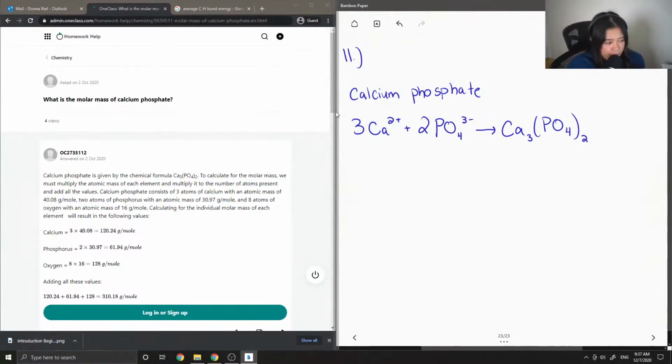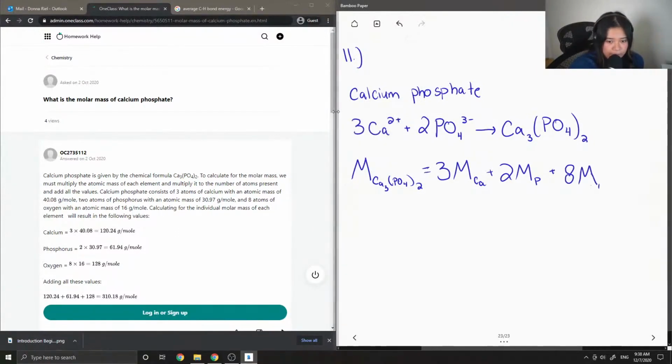Okay, so now that we know the chemical formula of calcium phosphate, we can find its molar mass. And to do this, we just need to look at the values on our periodic table. So it's going to be 3 times the molar mass of calcium, since there are 3 calcium atoms. 2 times the molar mass of phosphorus. And then there are 4 oxygens. Multiply that by 2. So 8 times the molar mass of oxygen.